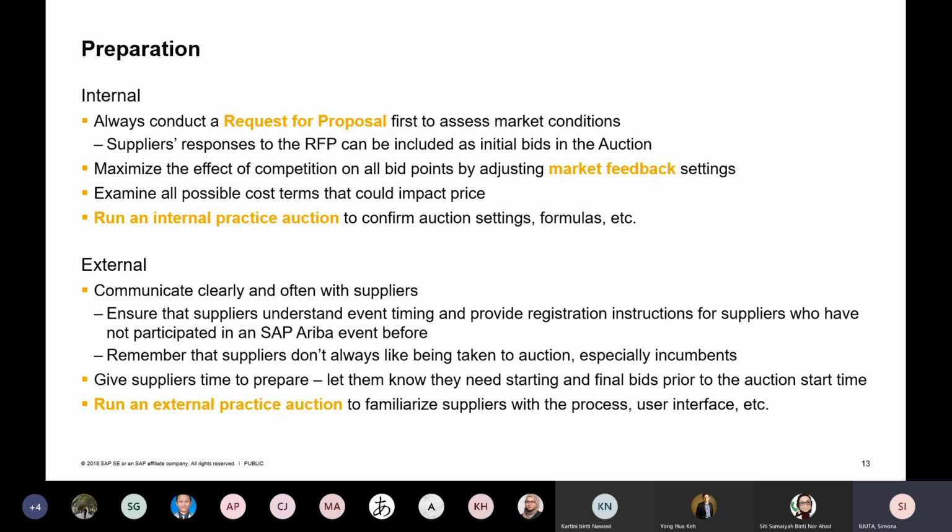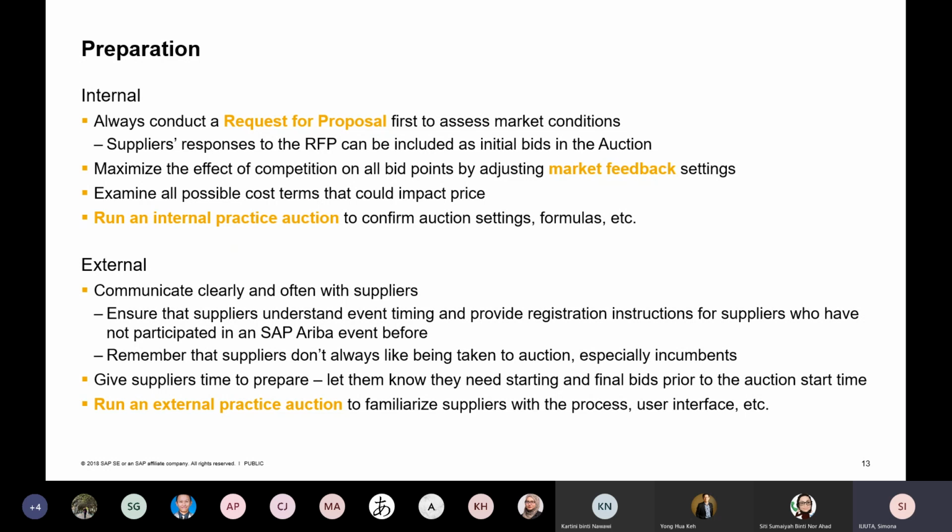As far as the supplier communication or the external communication, everything that has to do with the suppliers who don't belong to your organization, remember that they are coming to this auction with very different thoughts. Sometimes some of them think that they are very competitive, but the analysis proves otherwise. Sometimes they think that you are trying to drive them down with prices that they cannot sustain. So it's very important that you communicate clearly and often with your suppliers.